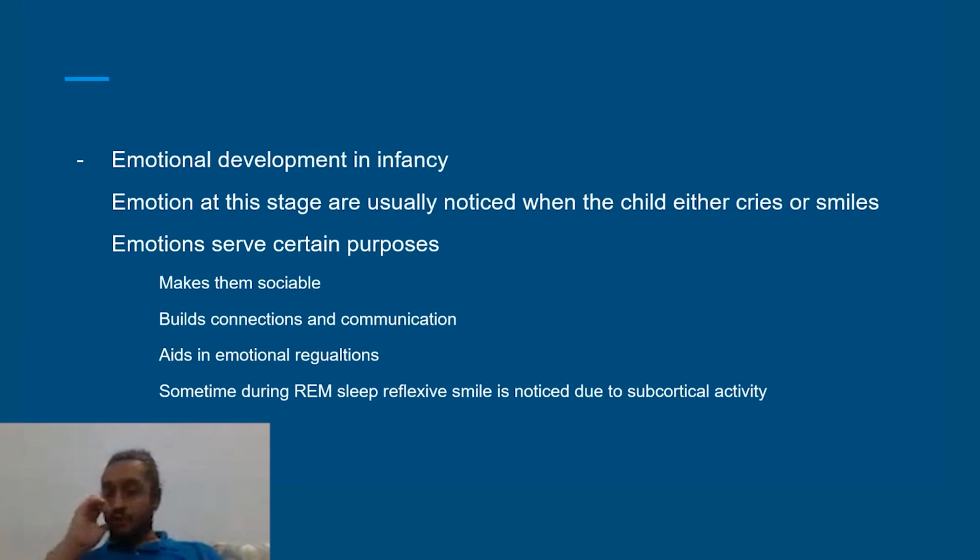So during infancy, emotions are usually noticed in two ways: when the child is crying or smiling. And both of these things serve very important purposes where they make the child sociable. So it begins to interact with more people, and the more people it interacts with, the greater ability it gets in terms of emotional intelligence. It helps them build connections with people. It helps them regulate their own emotions. So when they're crying unnecessarily and they're reprimanded for it, they sort of learn how not to keep behaving in ways that are not appropriate.